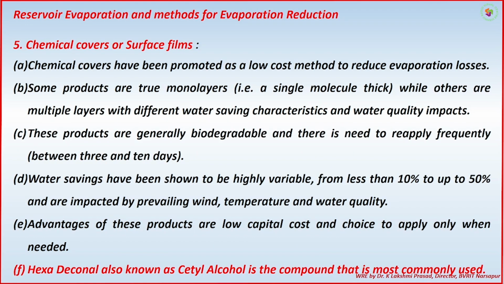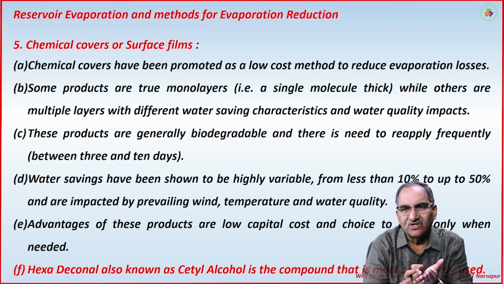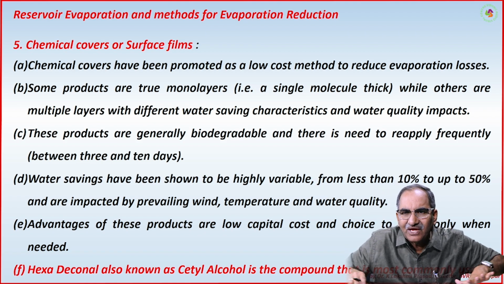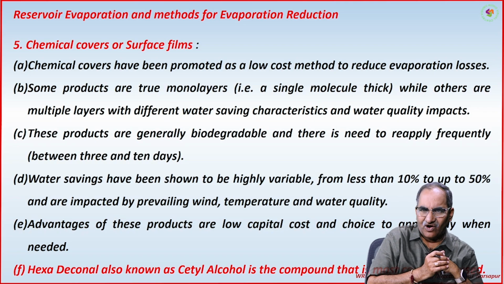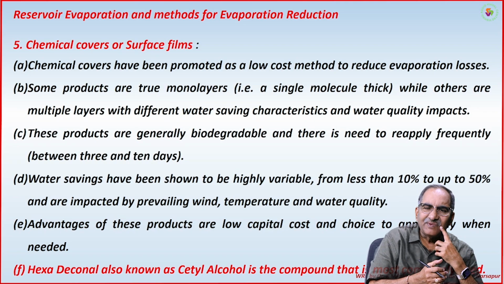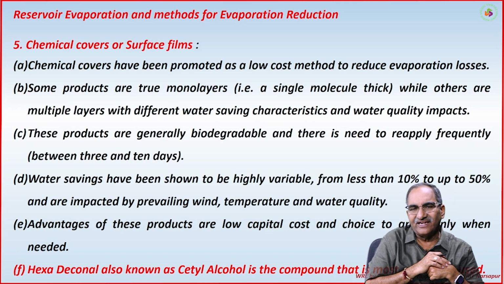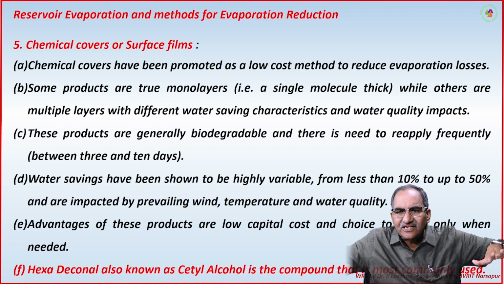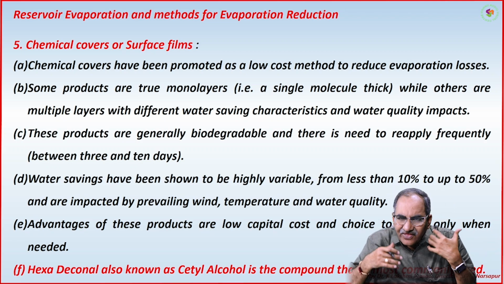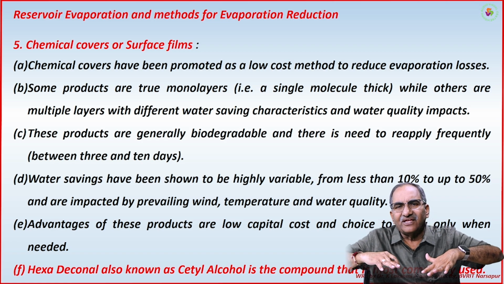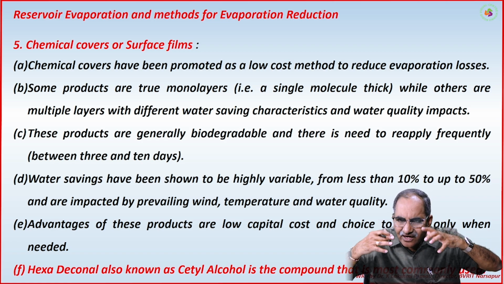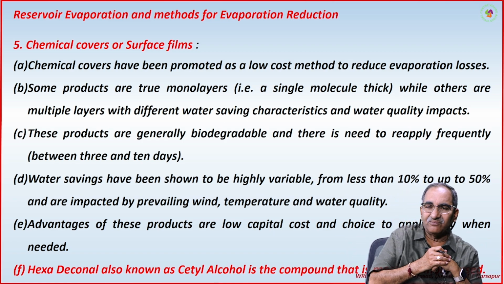Then one more thing, which is popular in Australian reservoirs: chemical covers, or surface films. We take a chemical and spread it on the surface of the water. The chemicals will be such that they do not affect the quality of water. The chemical acts like a film on the surface, thereby it reduces the temperature, and naturally the evaporation losses are going to be minimal.